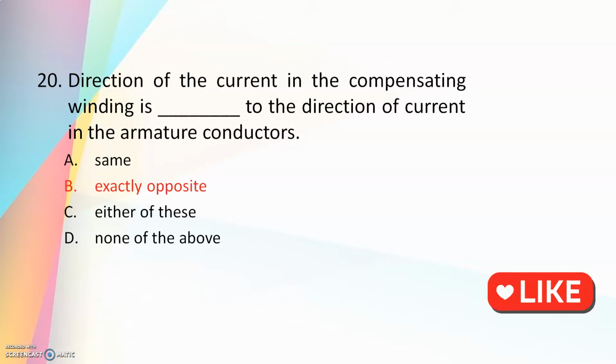The direction of current in the compensating winding is exactly opposite to the direction of current in the armature conductors under the respective pole. This produces an extra flux which neutralizes the armature flux and thus reduces the armature reaction and its effects. That is all for this video.